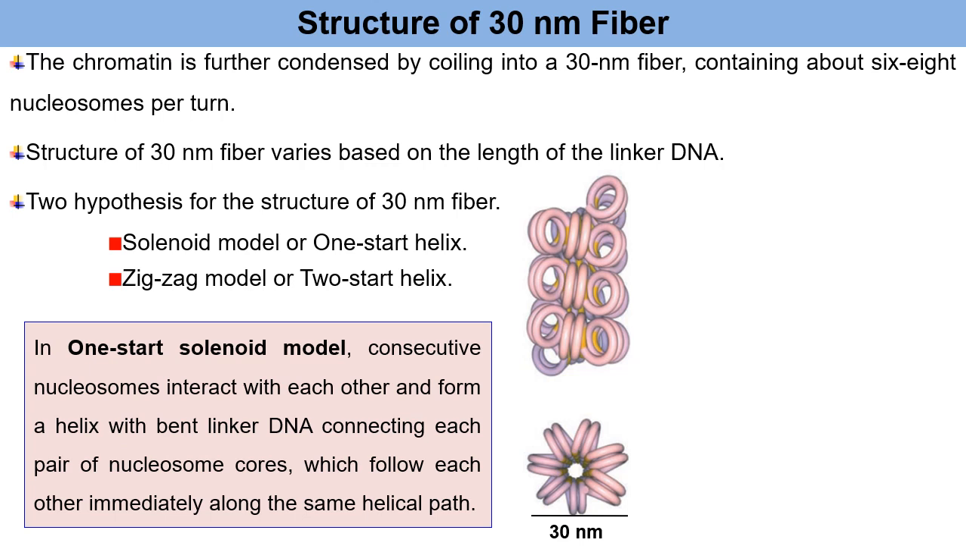In the one-start solenoid model, consecutive nucleosomes interact with each other and form a helix with bent linker DNA connecting each pair of nucleosome cores, which follow each other immediately along the same helical path. In other words, in this particular model, the nucleosomes are stacked on top of each other, forming a helix, and the linker DNA is hidden on the inside of the helical core.